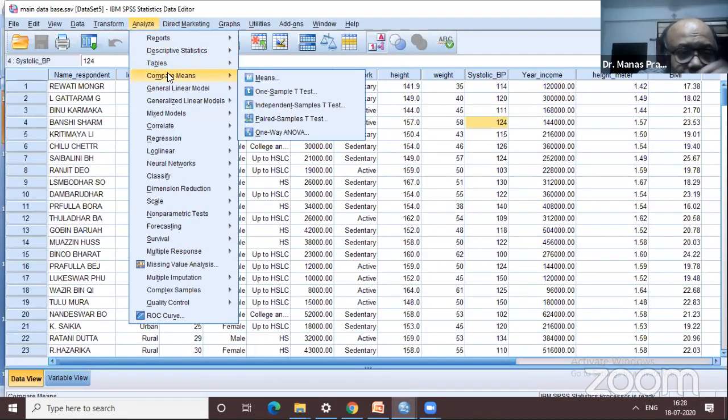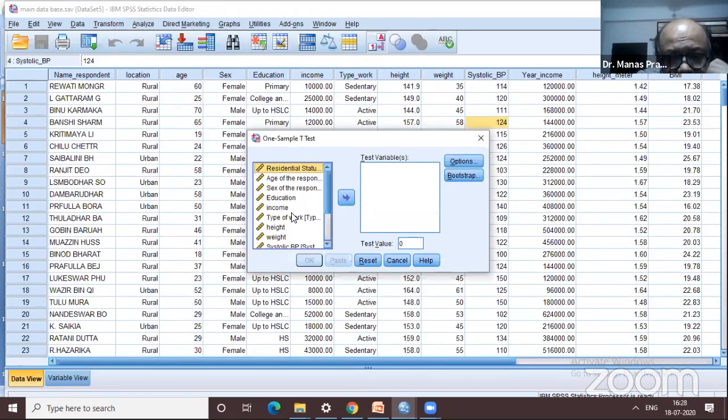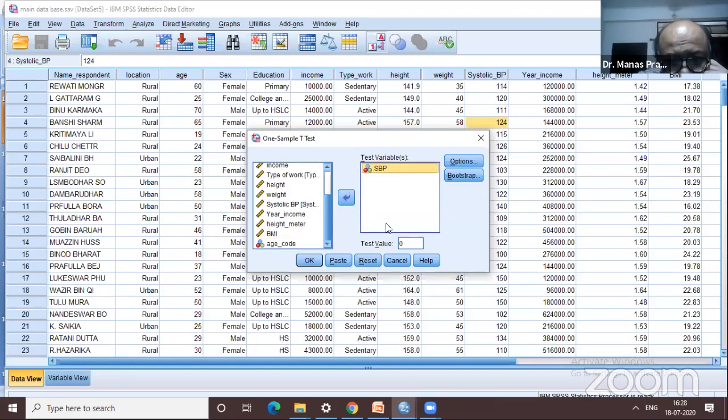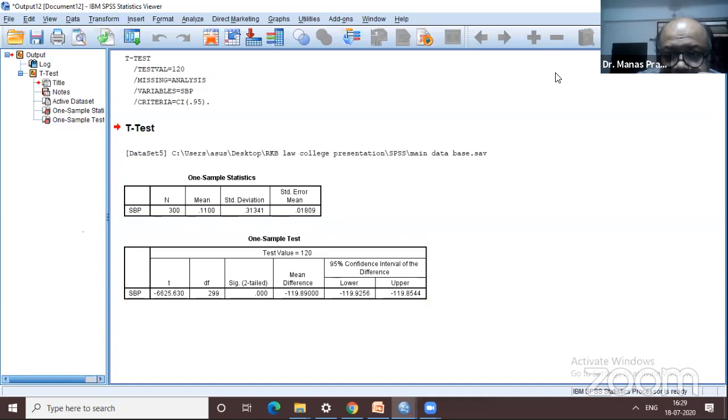So go to Analyze, go to Compare Means, then One-Sample T-Test. What will be my variable? My variable is systolic blood pressure. Put it here. Then the test value is 120. You see, what is the p value?